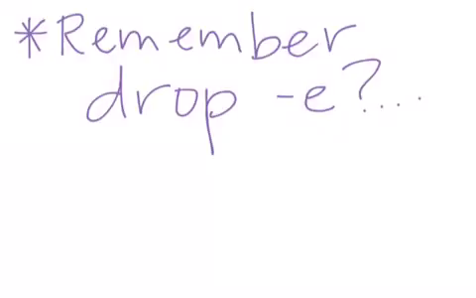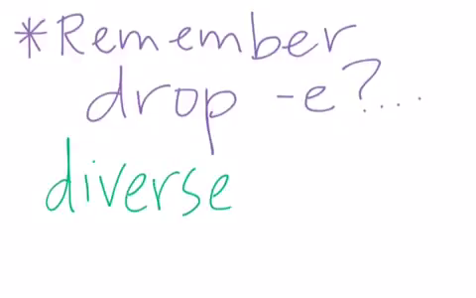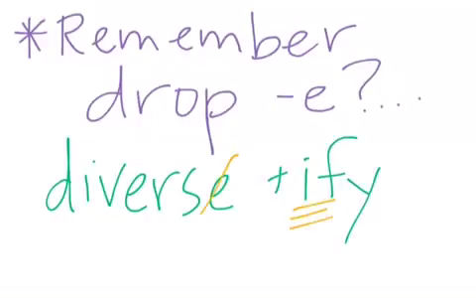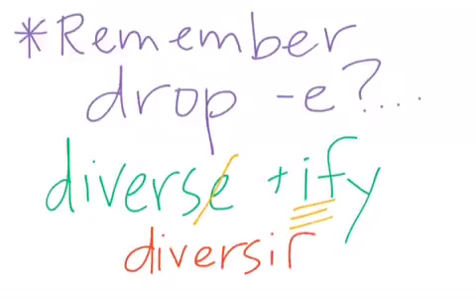Good. So remember our drop E rule. So you will see that rule come into place within this sort. So let's take our base word diverse here. Remember, so we are adding the suffix ifi, and so since our suffix here begins with a vowel, we drop that E to add our suffix. So our new word, look, diversify, spelled like this, okay? So we drop that E before we add our suffix, diversify.